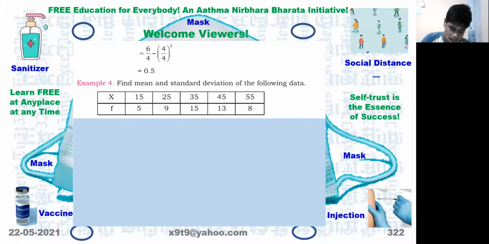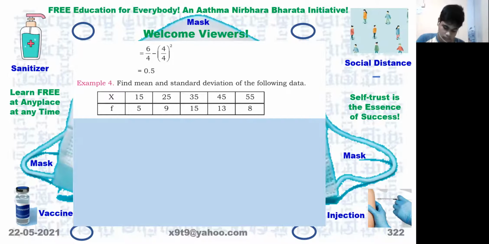In the same way, here the number of horizontal rows will be 5 plus 2, so 7 rows will come. And the number of columns will be 5 plus 2, because we are using x, f, x square, f into x square, then variance, then standard deviation.